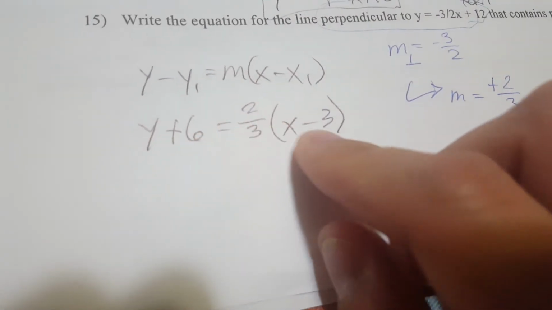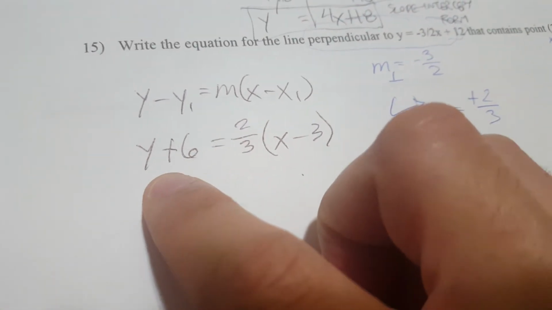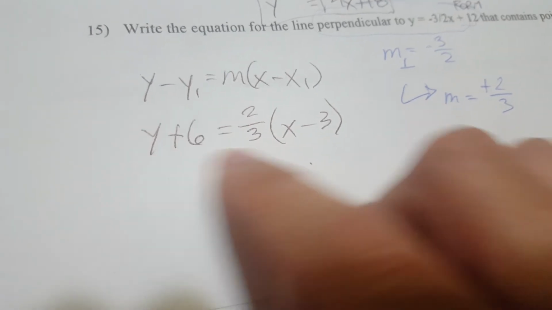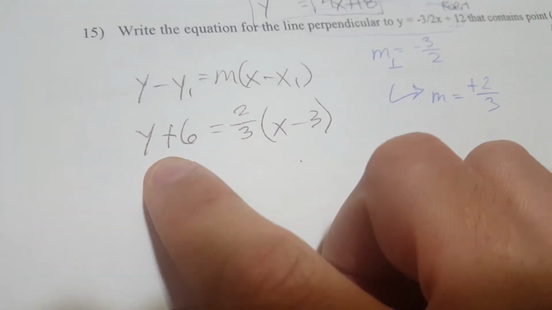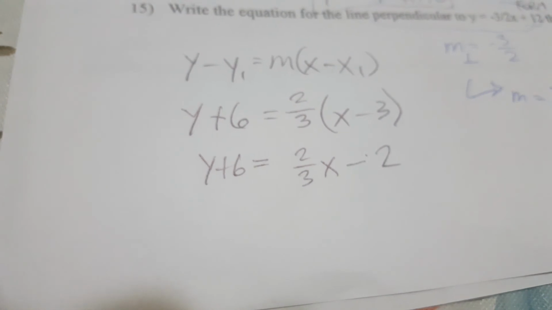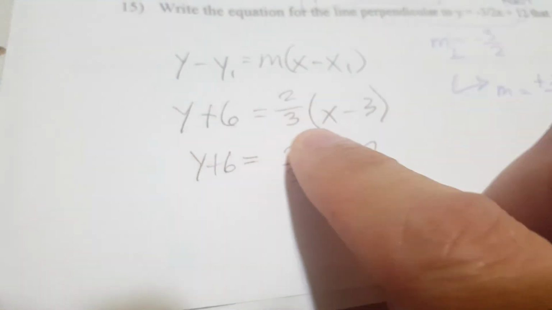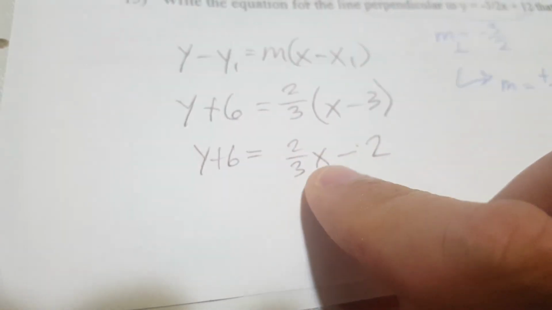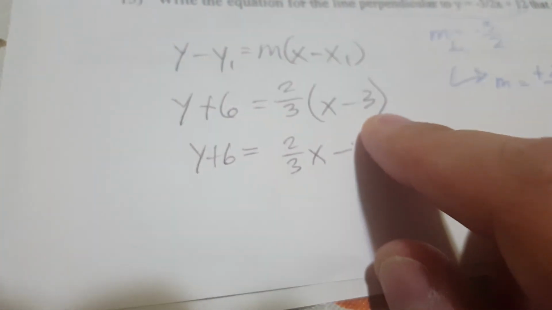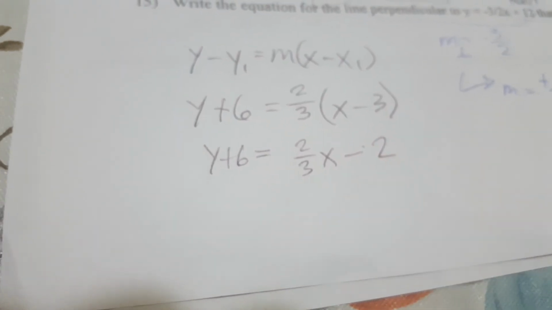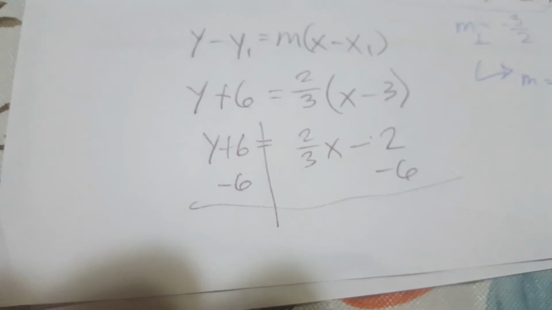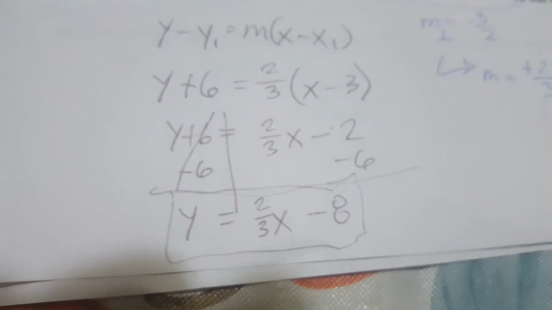Right here, this is point-slope form. If you need to put this in slope-intercept form, we just need to solve for y, distribute the 2/3, and subtract the 6. Okay, distributing the 2/3 times x is 2/3 x. 2/3 times a minus 3 is going to be a minus 2. Subtract 6 on both sides.